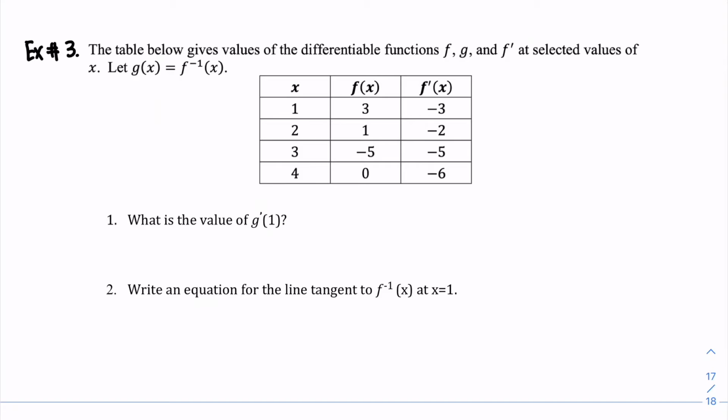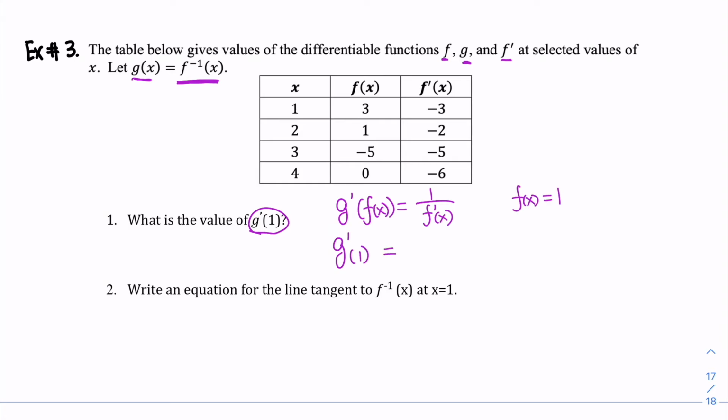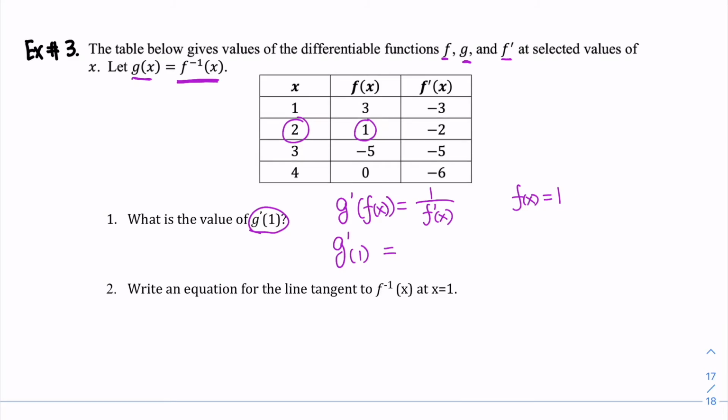Let's have a look at example 3. Given the table here, f and g, and f prime at selected values, and g is the inverse function of f, what's the value of g prime of 1? Same thing. We write down the formula. g prime of f of x equals 1 over f prime of x. That means g of 1, that means f of x equals 1. f of x equals 1 when x equals 2. So x equals 2. We plug in 1 over f prime at 2. f prime at 2 gives us negative 2. So the answer is negative 1 over 2.